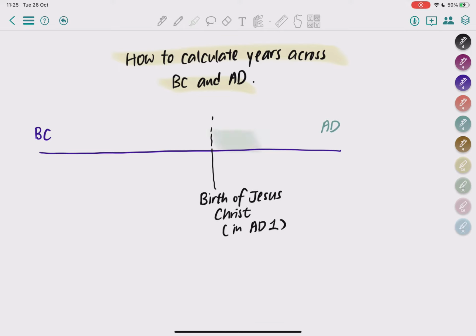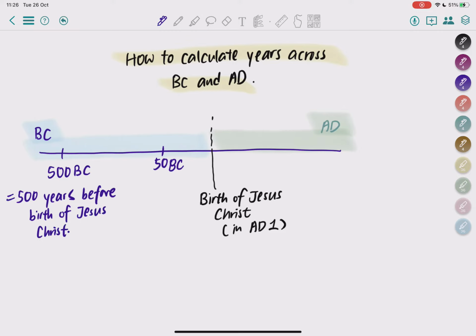For example, 500 BC will mean 500 years before the birth of Jesus Christ, and 50 BC will mean 50 years before the birth of Jesus Christ. The larger the number in BC, the earlier the year is.